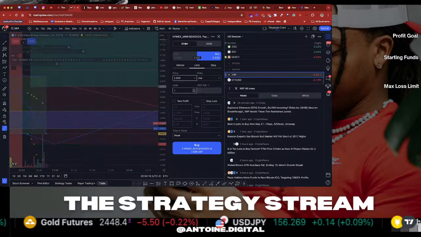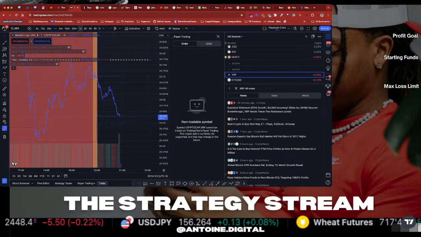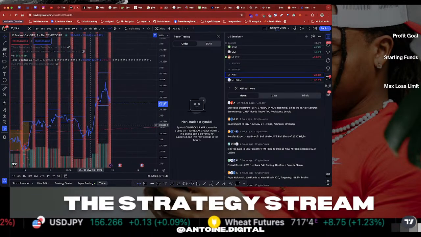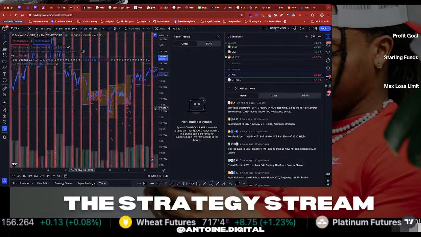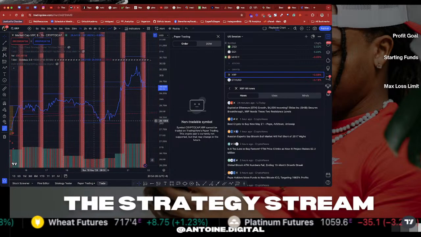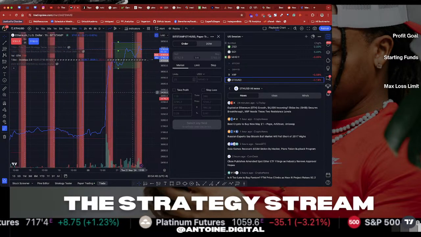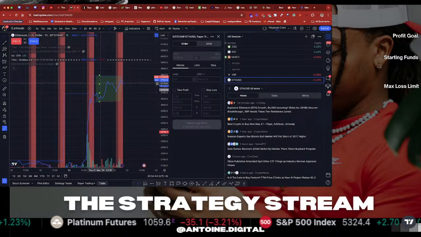I got that dog in me. XRP coming down crazy. Crypto on the move. Look at that T-Bot signal. Beautiful.